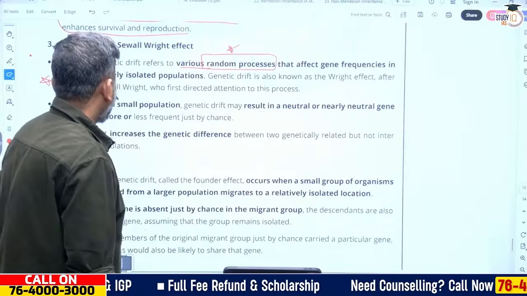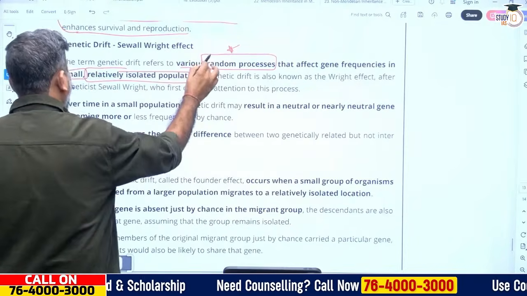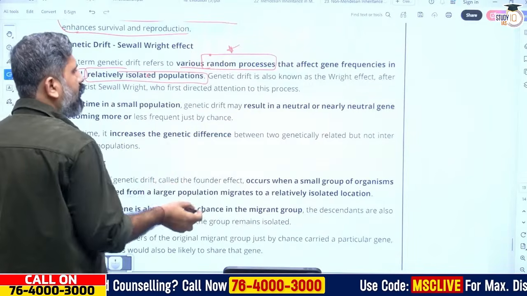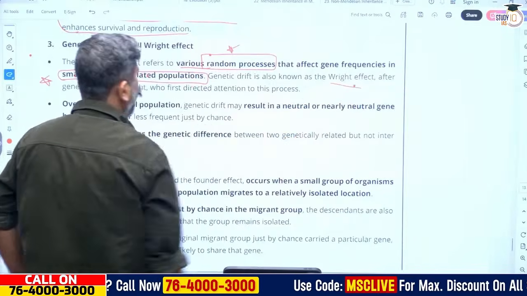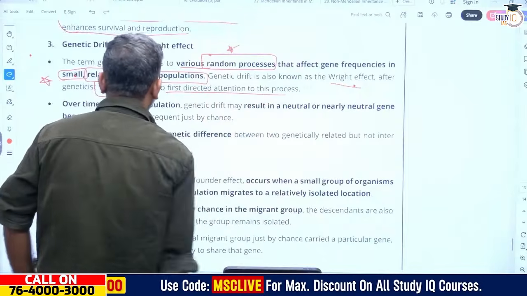And it has to be what? Relatively isolated. Random, small, and relatively isolated population. So genetic drift is also known as what? Sewall Wright effect, after Sewall Wright, who first directed attention to this process.